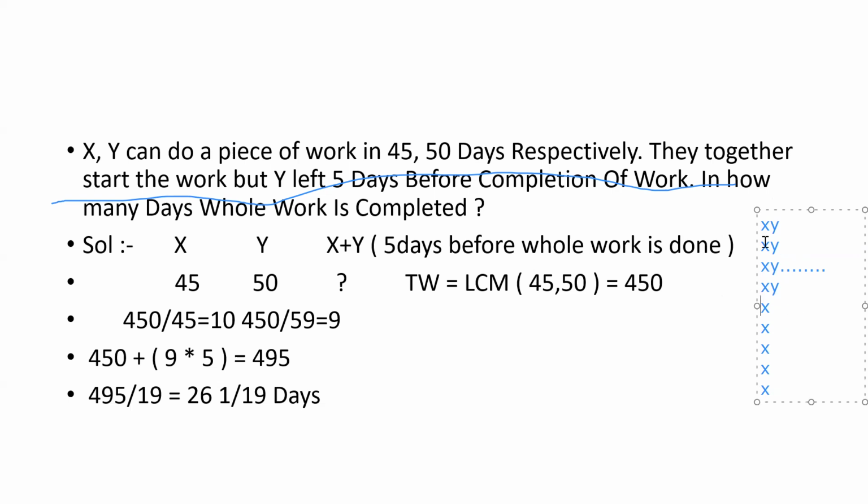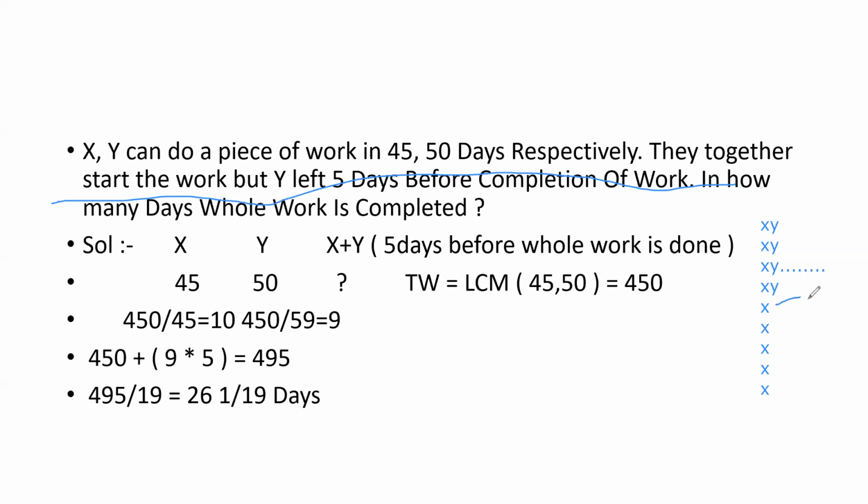So here we observe that how many days Y can do work we don't know. But how many days Y cannot work, we know. So in this type, how can we solve this question? Now here Y cannot work in the last 5 days.